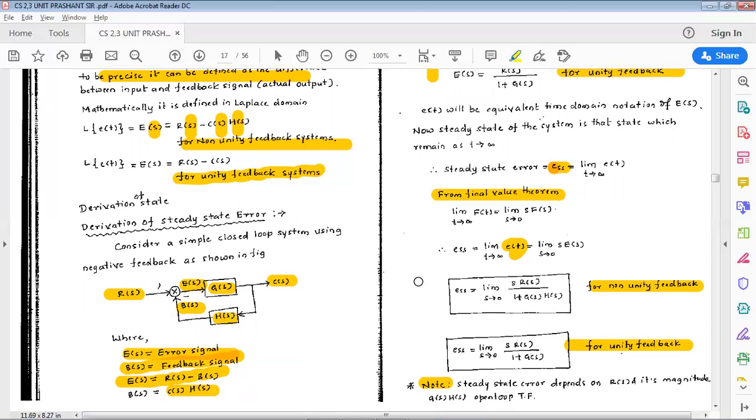This is the equation. So these two equations are very, very important while solving the numericals. The rest of the things we'll discuss in the next class.